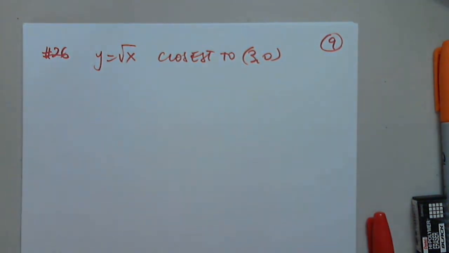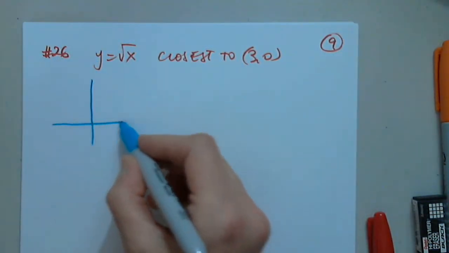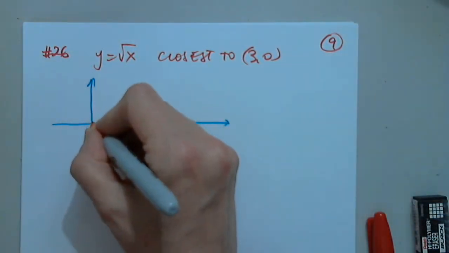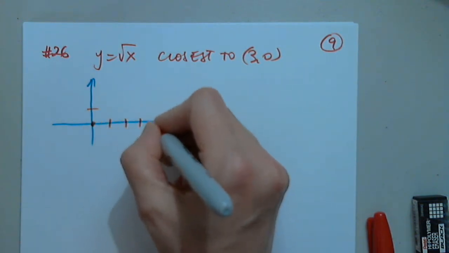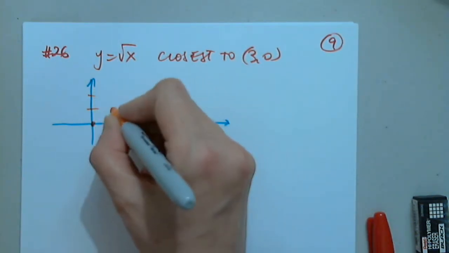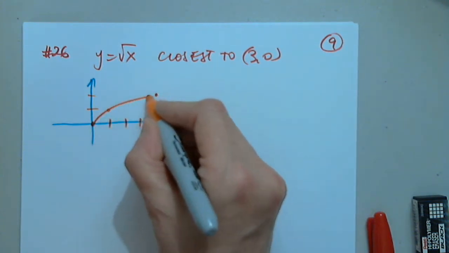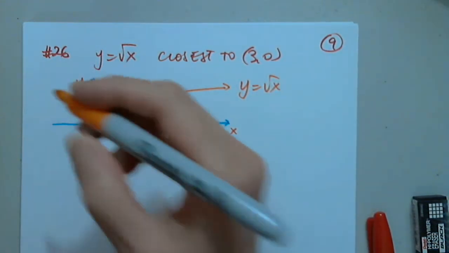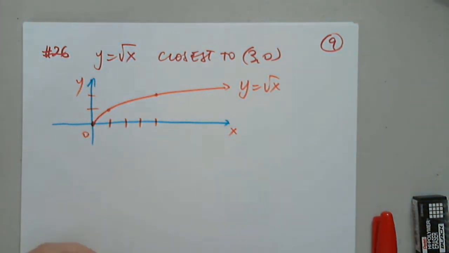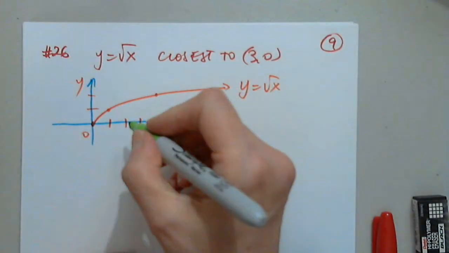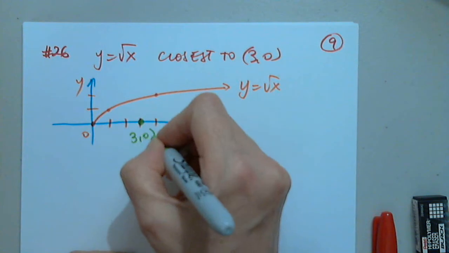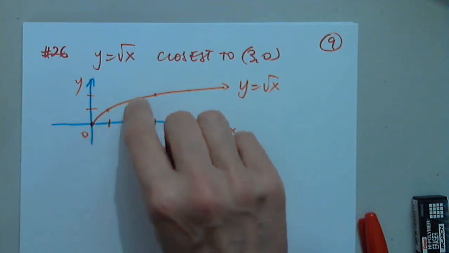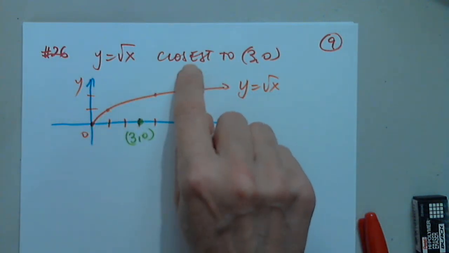So first of all, I'm going to graph this function. And we graph this function so many times, a million times, especially in our past experience. So the square root of 4 is 2. Square root of 1 is 1. So this is the graph of y equals the square root of x. And there is a point (3, 0), which is this point. And they're asking us to determine the point on this graph that is the closest.